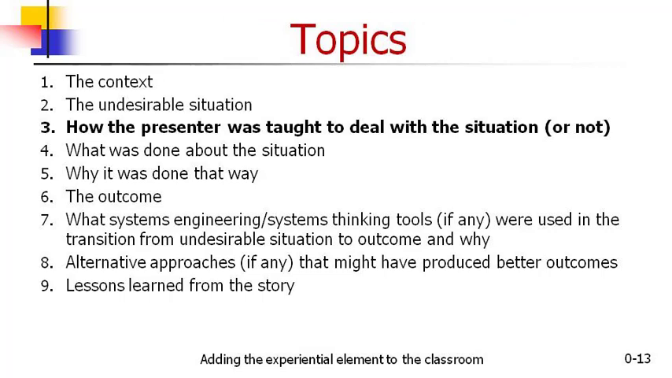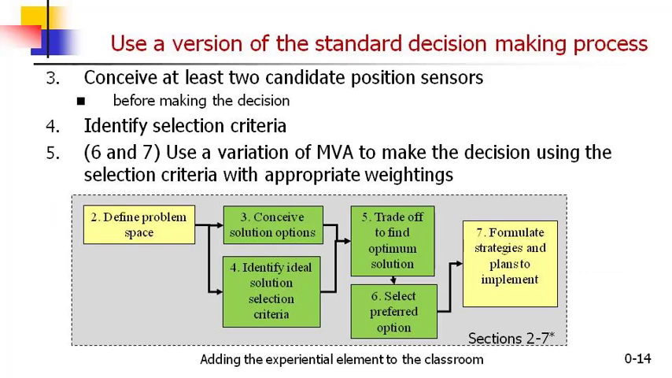So, how was the presenter taught to deal with a situation like this? Well, it's a decision-making process. The decision-making process is to conceive at least two candidate position sensors, candidate options, identify selection criteria, and then do the trade-off and make the selection using a variation of MVA to make the decision using the selection criteria with appropriate weightings. This is an example. The drawing is taken out of one of the Module 1 slides, and it's basically part of the problem-solving process.